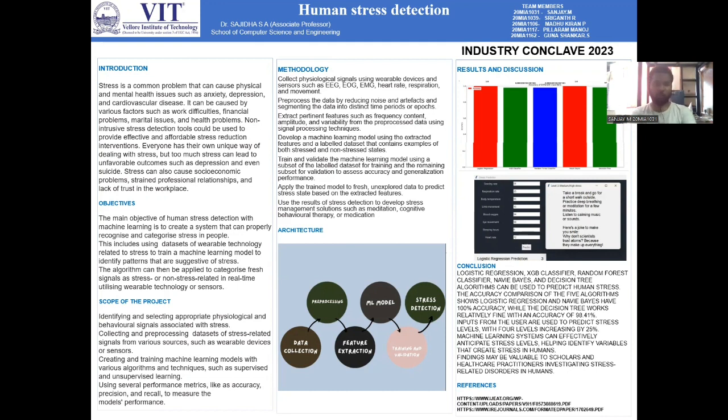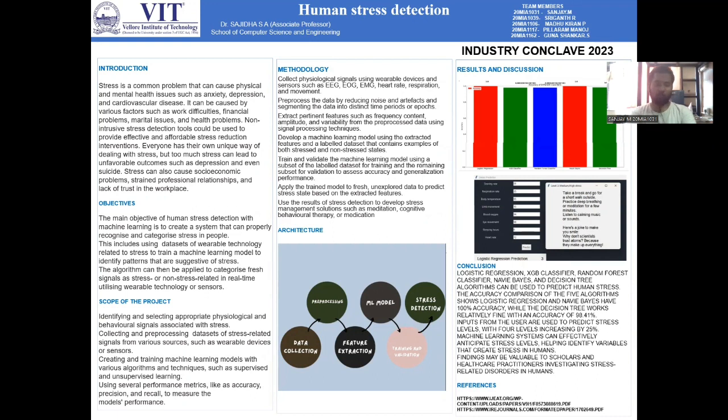Here, our objective is to find the stress levels of humans while sleeping. This includes data sets and a wearable device like a sleeping pillow. It shows the stress level of the human and suggests some solutions to the human.